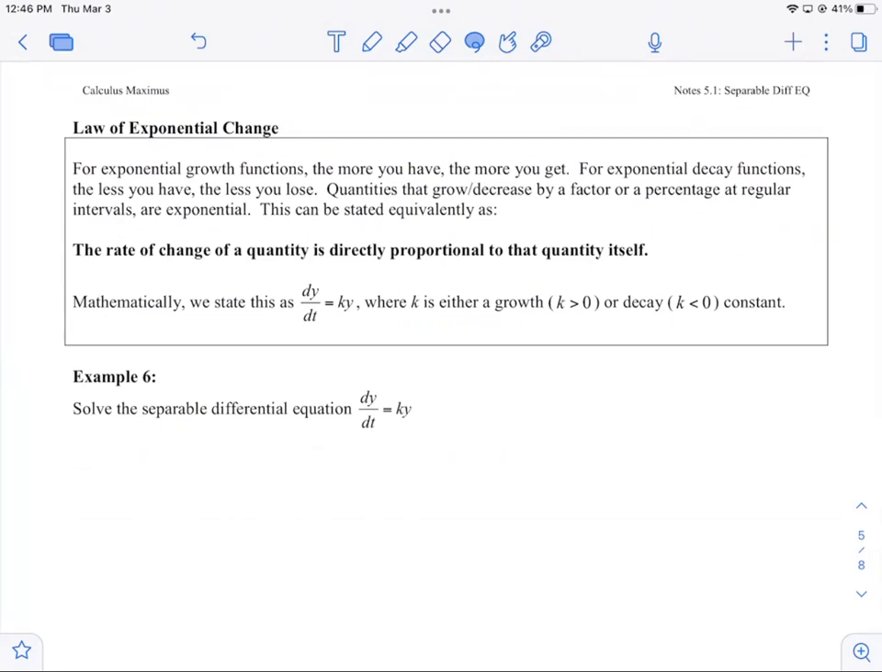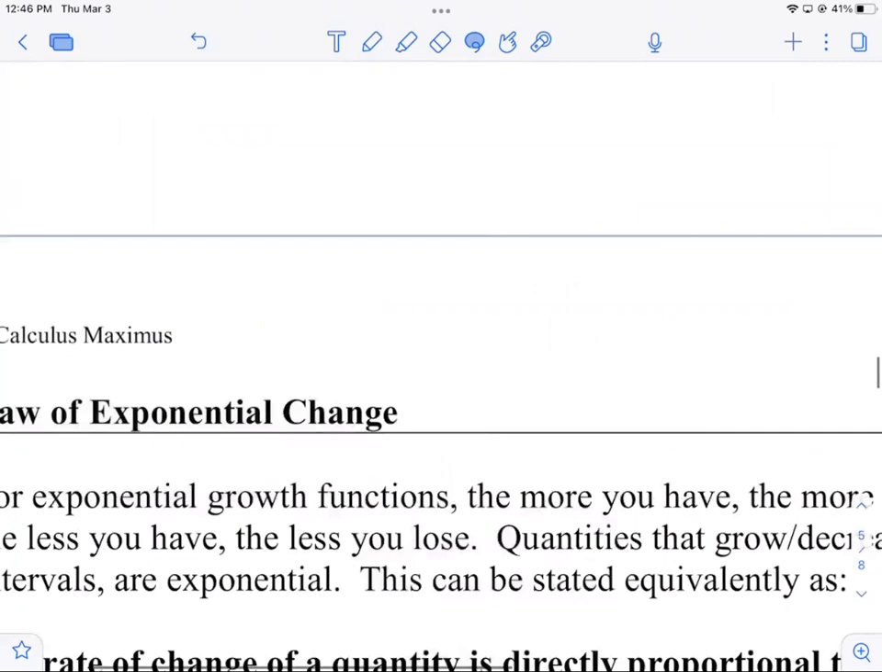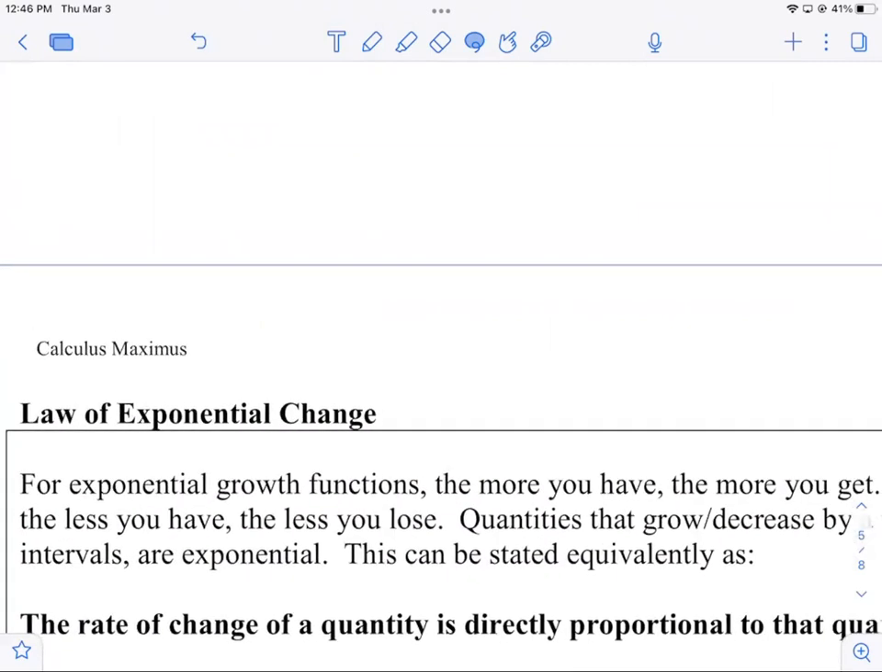So the law of exponential change. I think we studied this in pre-cal quite a bit, right? In pre-cal, we said that something grows exponentially if the more you have, the more you get, right? So anything that increases by a constant factor, like times 2 times 2 times 2, that's 2 to the x, that's exponential. Or something that increases by a constant percentage, like plus 50%, plus 50%, plus 50%. That would increase by 1.5. So that's all going to be exponential.